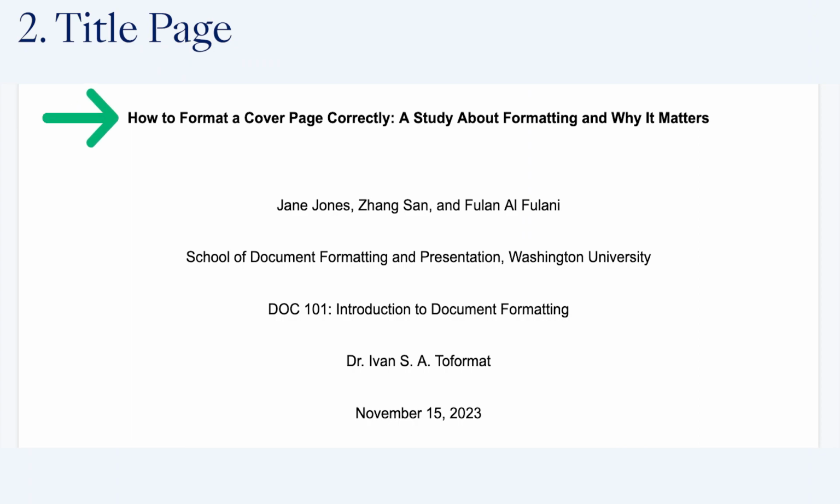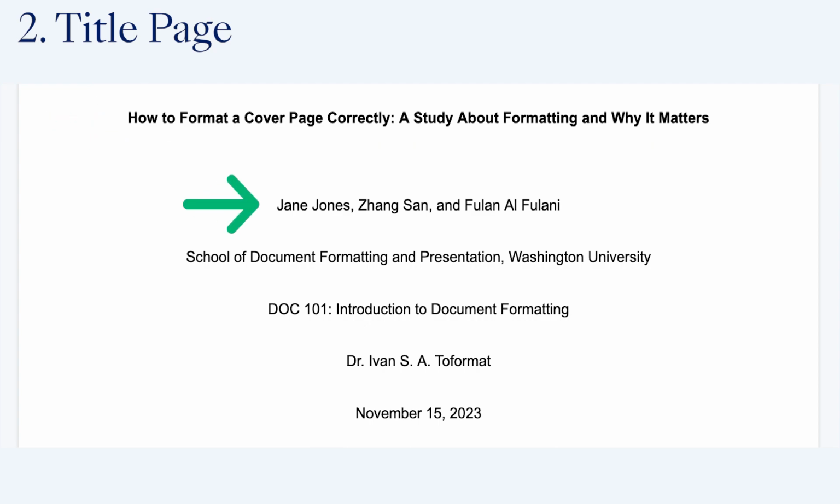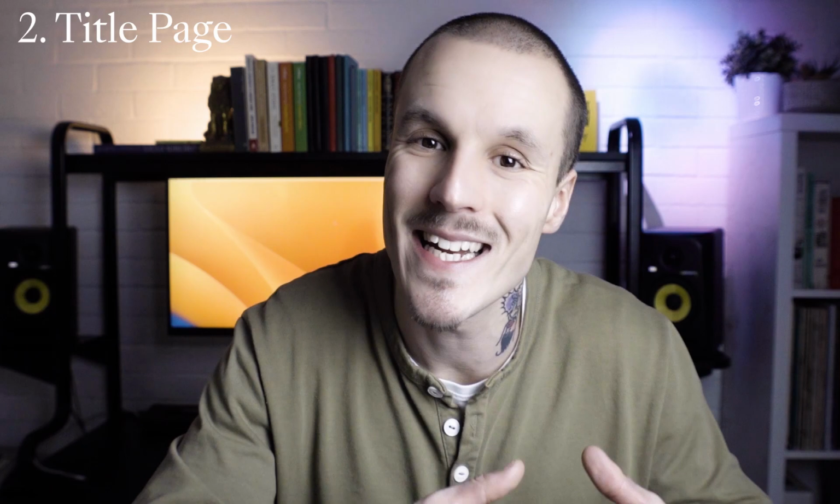The title page is the first page of an APA student paper. The key components are the title and subtitle of your paper, centered in bold 3 or 4 lines down, your name and the names of any other authors, the name of the department and institution where you're studying, the number and name of the course you're studying, the name of the course instructor, and the due date of your paper. Don't miss the dedicated APA cover page formatting video, which I've included in this playlist.